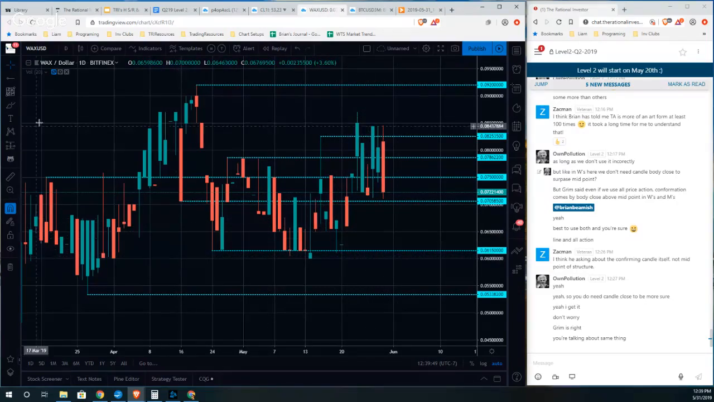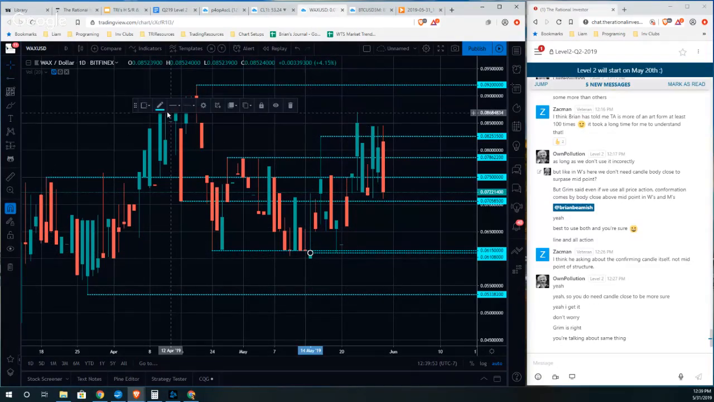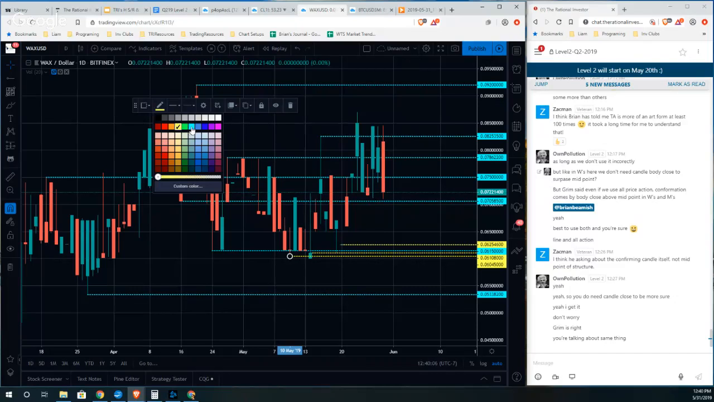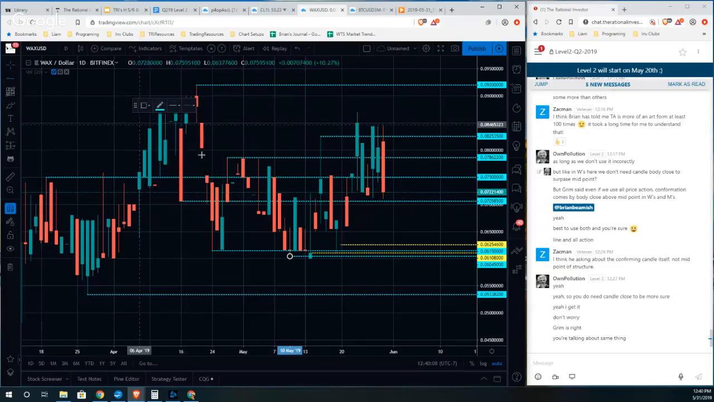There's also a big gap. You'll learn about gaps here shortly. So we should expect this to be filled in anyway. I like that yellow. All right, so there and there. So now we've got kilos, right? We could even do another kilo off of here. Excuse me. And off of here. So you've got gaps now and horizontal support and resistance.